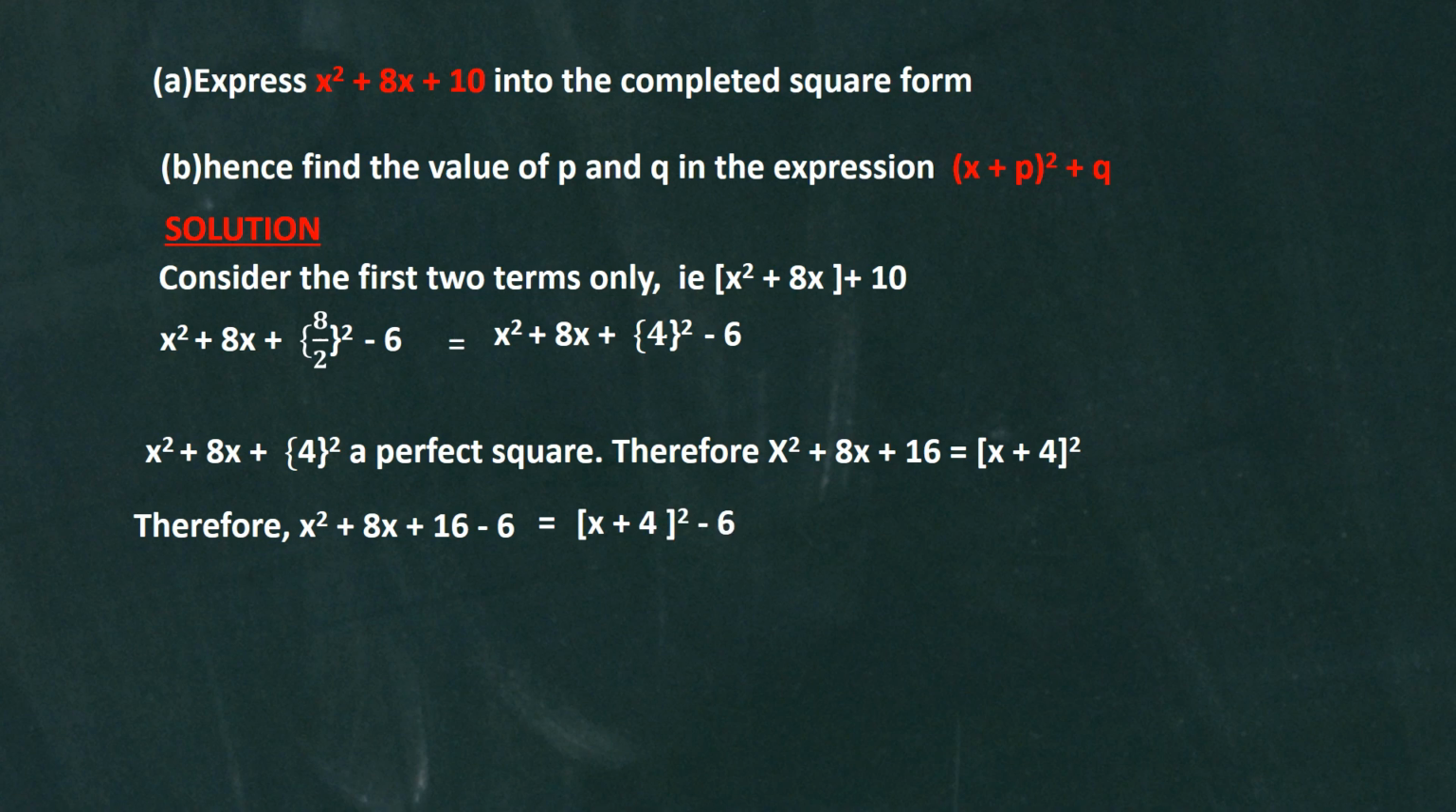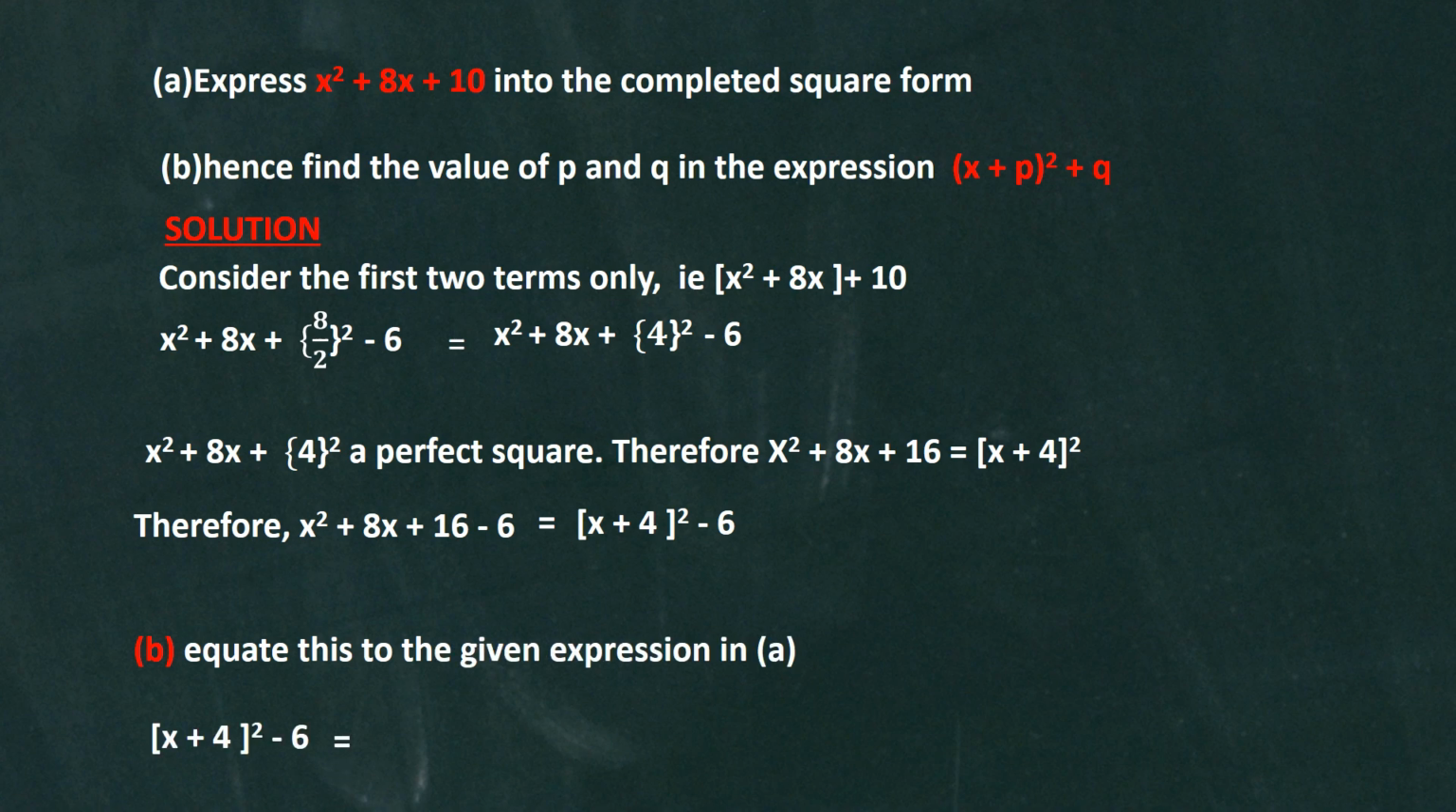Now in part B, we equate our solution of x plus 4 squared minus 6 to what we were required to find, x plus p squared plus q. Now it's quite easy to read off the values of p and q. Where there is p, you can see clearly there is 4. And where there's q, you can see there is negative 6. So our solution is simply p is 4, while q is negative 6.